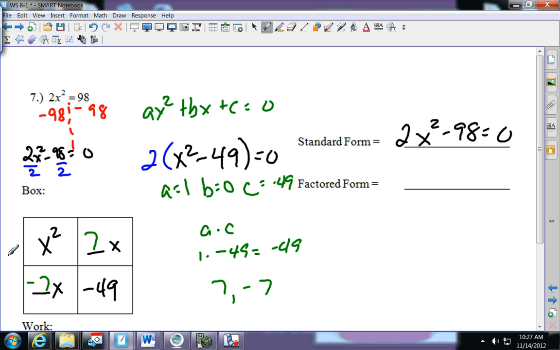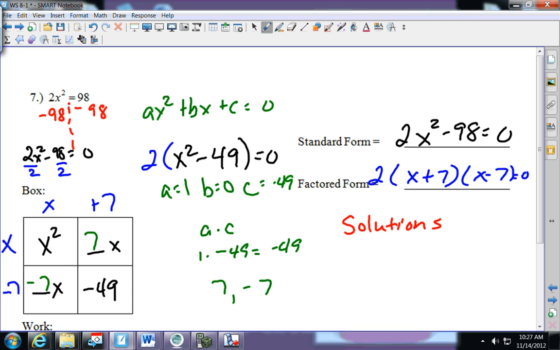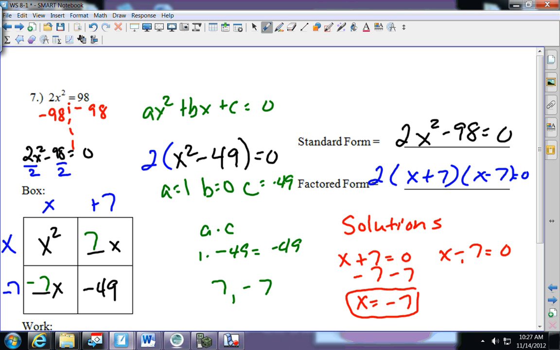Well, x squared splits up as x and x. This is plus 7 and minus 7. Factored form, don't forget the 2. 2 comes out. X plus 7, x minus 7 equals 0. For my solutions, I have x plus 7 equals 0 and x minus 7 equals 0. I subtract 7 from each side. X equals negative 7. Add 7 to each side. X equals 7.